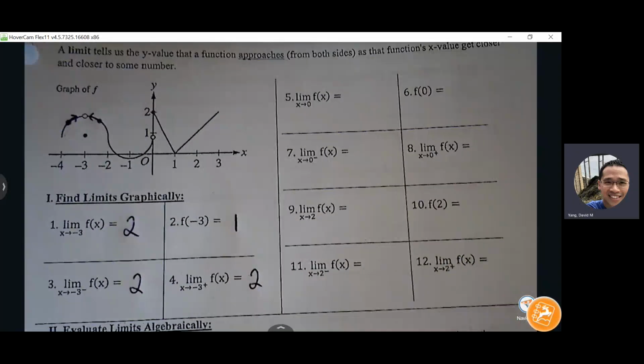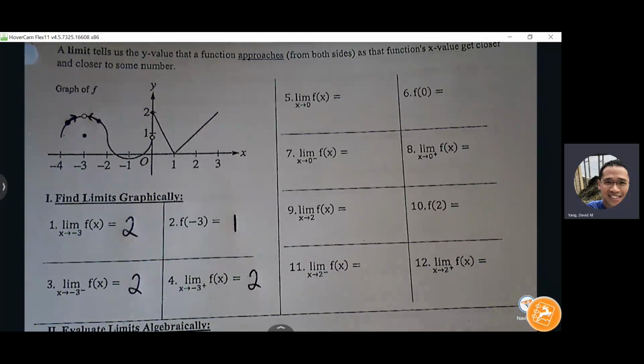Okay, you guys want to try 5 through 12 and see if that makes sense? And we'll check our answers. Okay. You also have the key as well, so you can also check your answers.